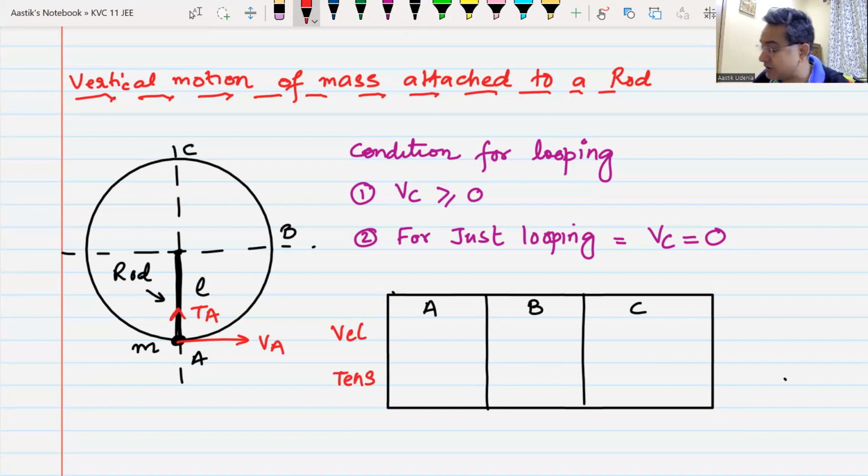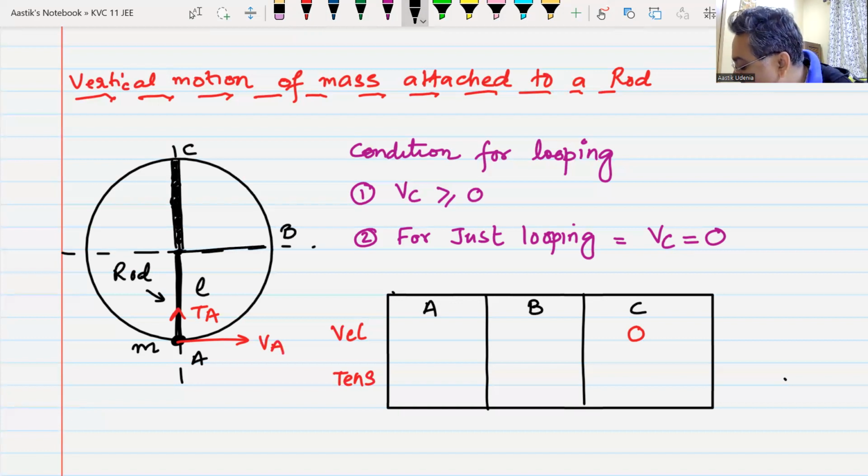Now let me start with the last one because that is what I know. The velocity at point C is 0. Now, if I draw the diagram at point C for this rod, this is point C and this is point B.